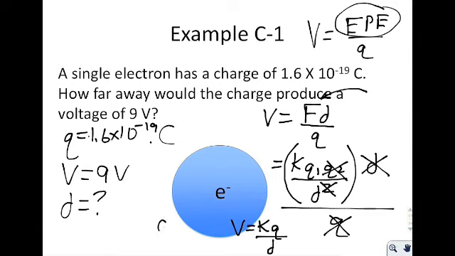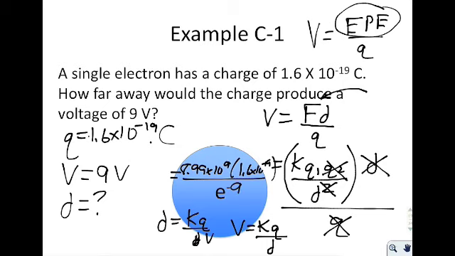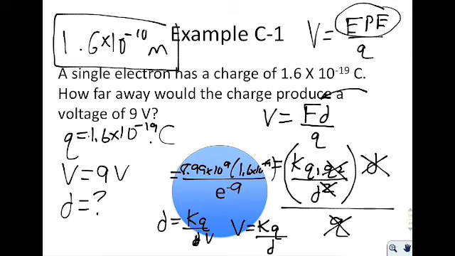So the last iteration of this is distance equals KQ over V, which in our case, when we plug in our numbers, we would get distance equals 8.99 times 10 to the 9th times Q, which is 1.6 times 10 to the negative 19th, divided by voltage, which would be 9. When you plug all that into the calculator, you would get a distance of 1.6 times 10 to the negative 10th meters. So in order for a single electron to generate the voltage of a battery, it would have to be 1.6 times 10 to the negative 10th meters away from whatever it's trying to produce that voltage on. So it has to be almost the size of an atom. That's not realistic. That's why batteries have more charges in them than just the one.